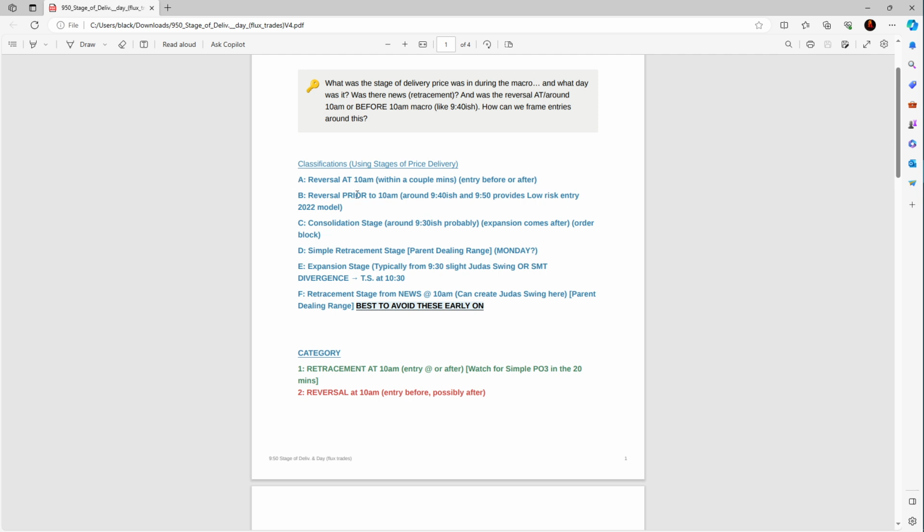So you have reversal at 10 a.m., reversal prior to 10 a.m., consolidation, simple retracement, which typically happens on Monday, expansion stage, which you can have turtle soup at 10:30, and retracement stage because of news at 10 a.m. This is your lowest probability ones. Best to avoid these early on.